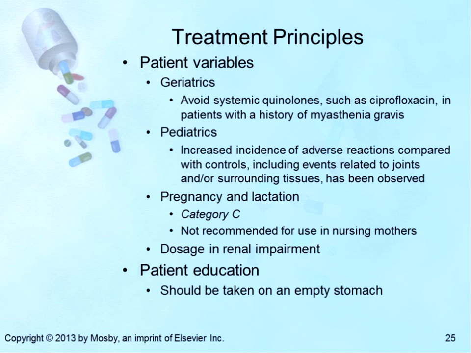So let's move on to patient variables. In geriatrics, elderly patients are more likely than others to have reduced renal function, which increases the half-life of the fluoroquinolone. These dosages must be adjusted in patients with impaired renal function. Also, older adults are more prone to develop tendon rupture and adverse CNS reactions with the quinolones.